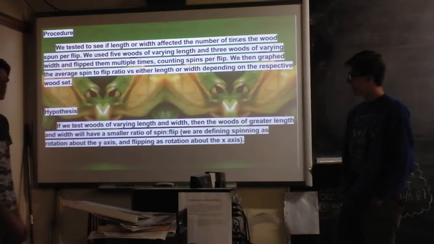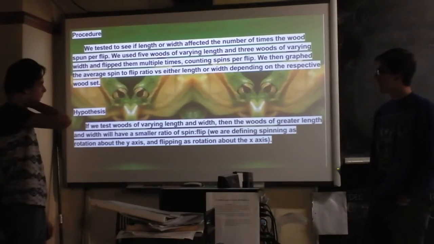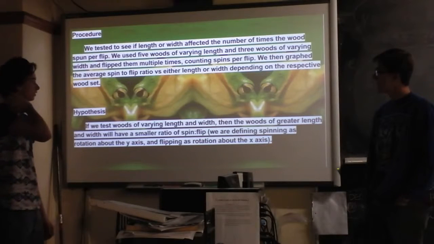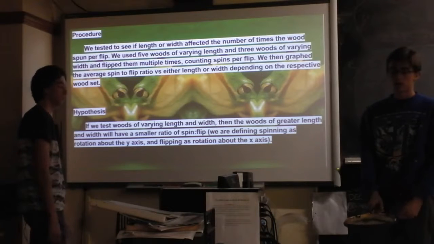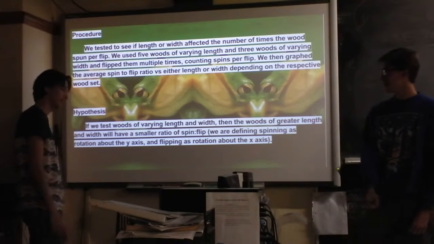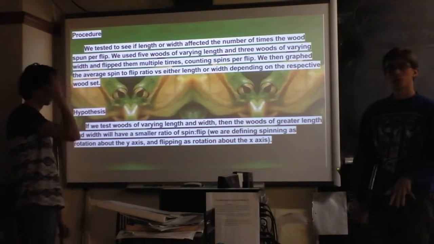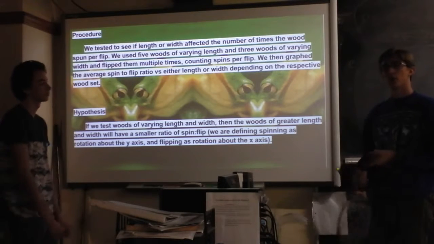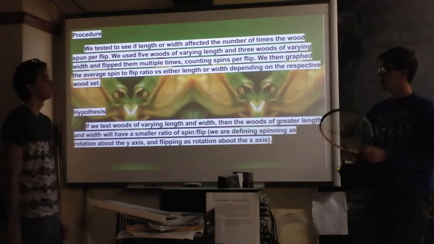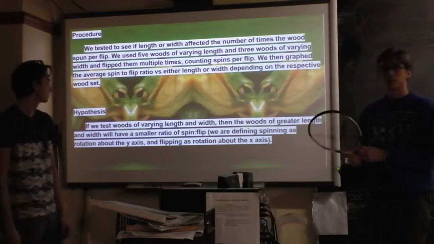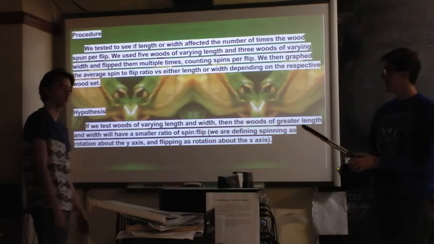Yeah, so what we're doing is we're increasing the length, but keeping everything else the same. And we also increase the width. And we're counting spins per flip. So we had Cross filming, and I would throw a piece of wood. And we couldn't keep force constant, which actually doesn't matter because our dependent variable was spins per flip. So if it's going faster, it would just spin.